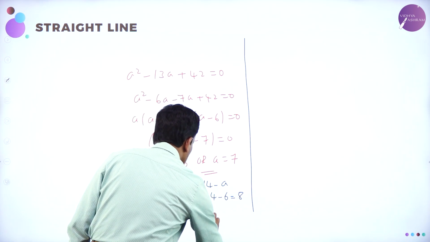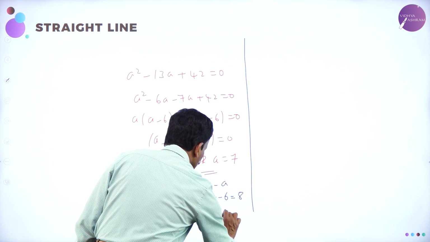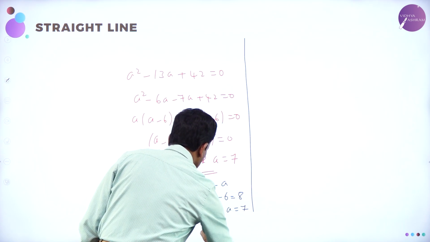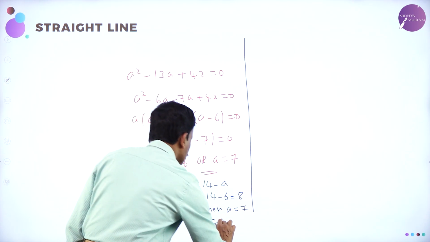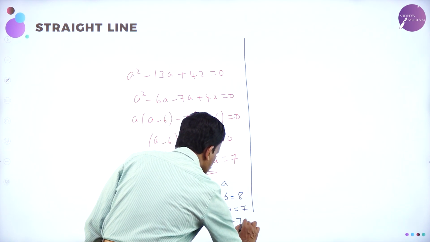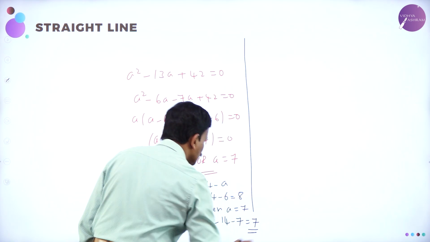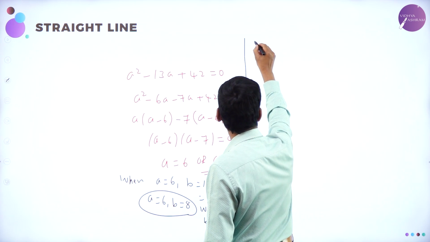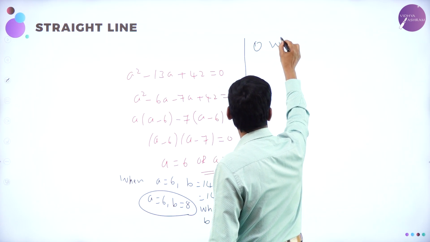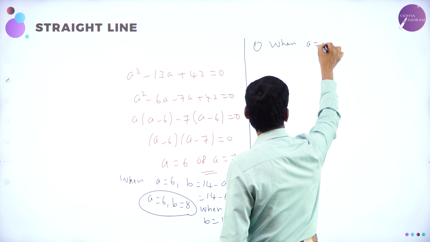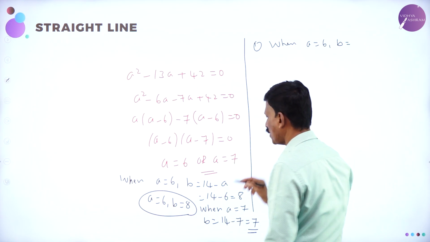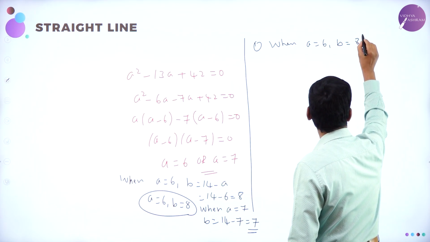Similarly, when A is equal to 7, what will we get? B is equal to 14 minus 7, that is equal to 7. When A is equal to 6, first equation, B is equal to 8.